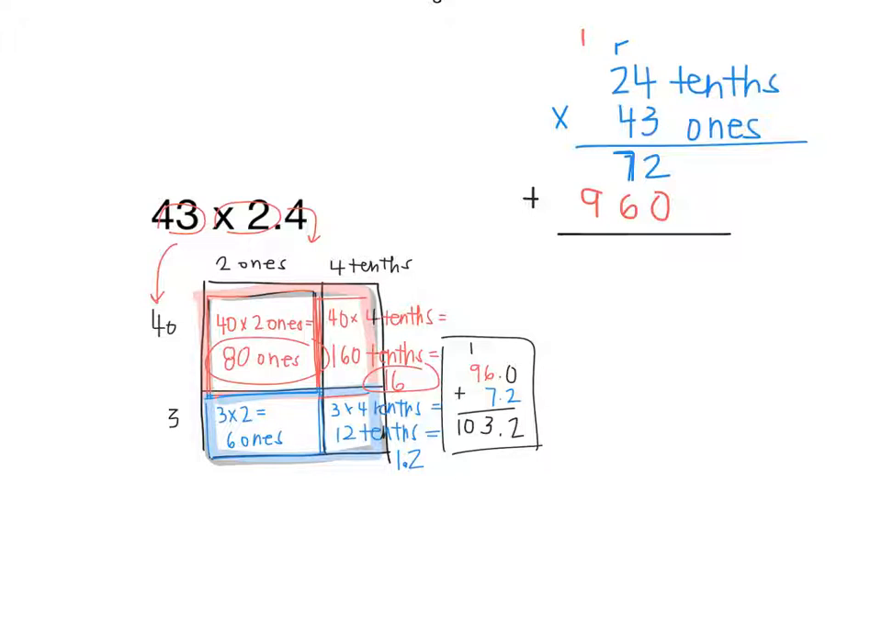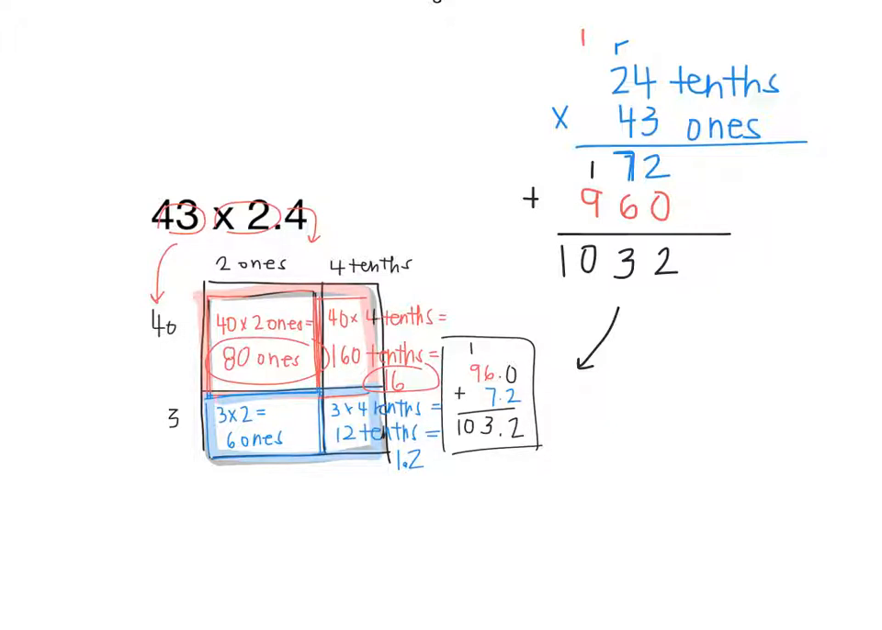Okay. So if I add them all up, I have 72 and 960. So 2 plus 0 is 2. 7 plus 6 is 13. 9 plus 1 is 10. So I have 1,032. You know, it looks like it's the same digits, but it's not, because 103 is really different than 1,032. So what's going on there?